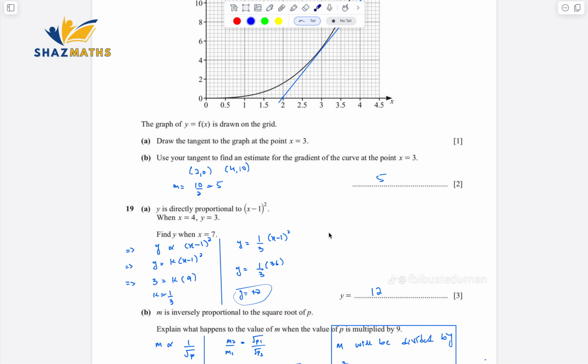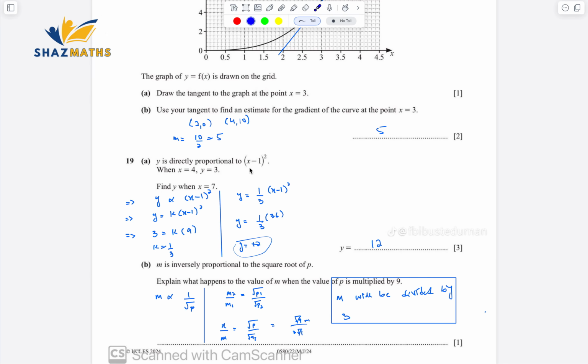Question number 19. y is directly proportional to x minus 1 whole squared. When x is this, y is this. Find y. Okay, so it's 3 marks. I'm going to show the equation first. x minus 1 whole squared, and whenever we remove the sign of proportionality, we have to add a constant. So y equals k times x minus 1 whole squared. I'm going to find the constant straight away.